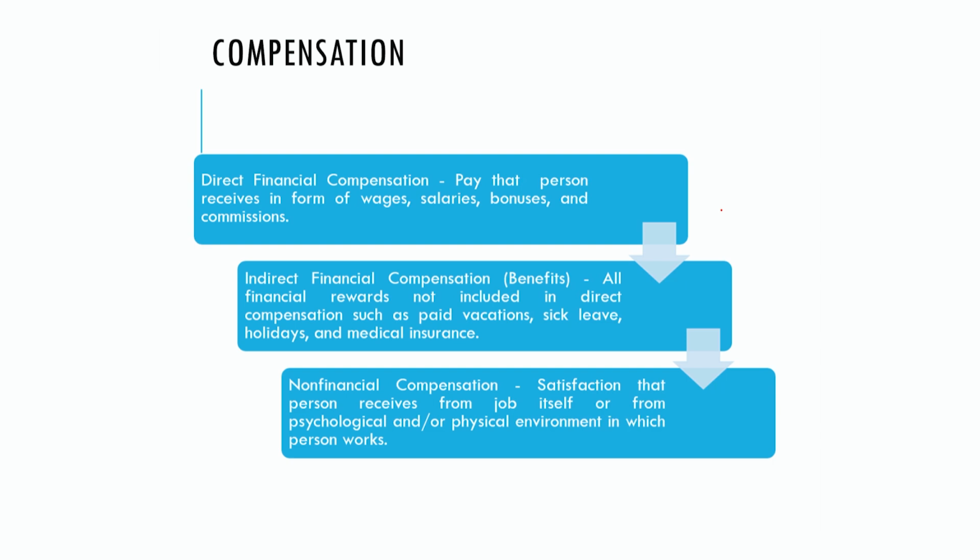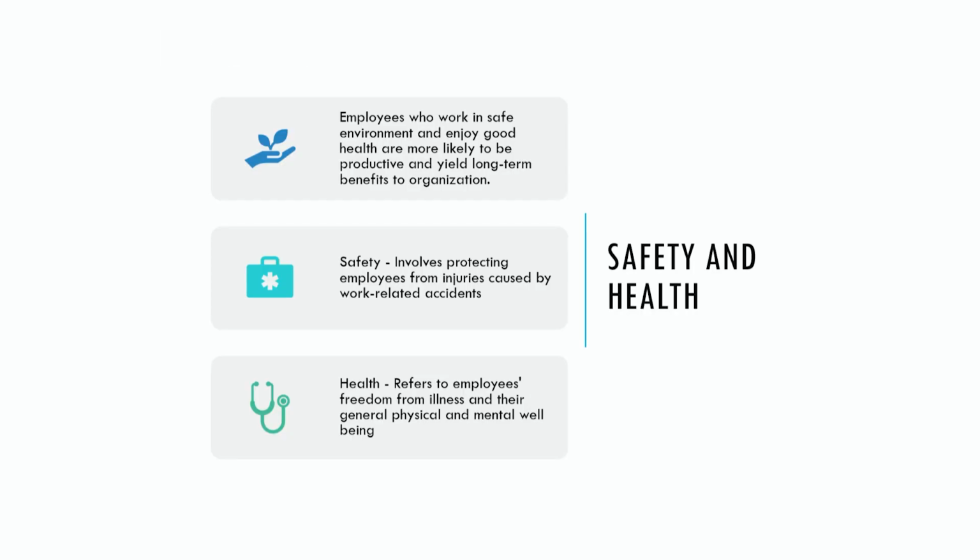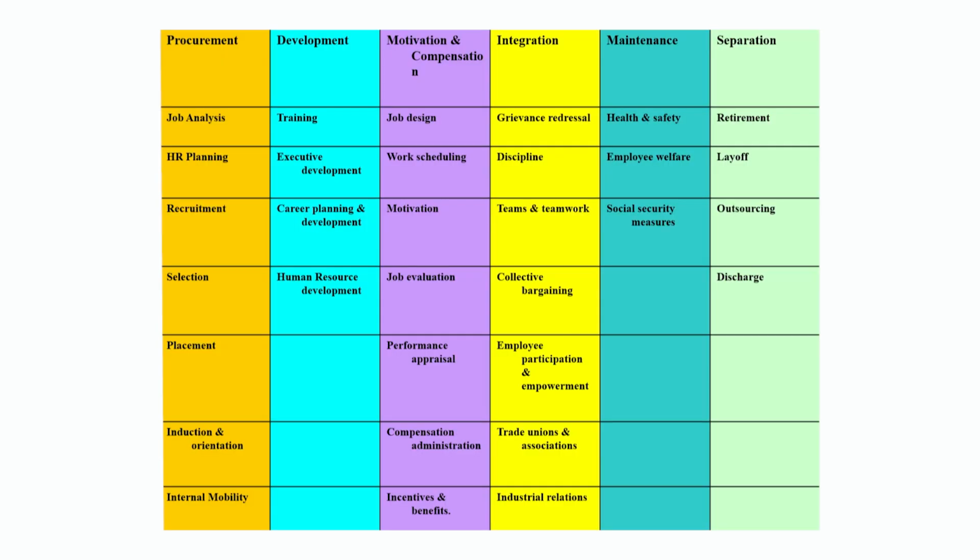Compensation, which is divided into three categories: direct financial compensation, indirect financial compensation and non-financial compensation. This also will be dealt with as an independent session. Then safety and health, we shall be discussing a session on safety and health, that is employee safety and health and welfare procedures. So this is how we project the HR activities, which have first connotation as procurement, then development, motivation and compensation, integration, maintenance and separation.